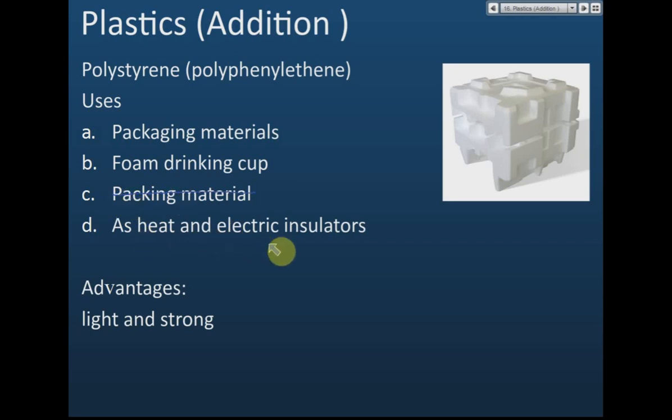As heat and electric insulator. Because this one is a good heat insulator, so sometimes it is used as a heat insulator. It's light but not strong. This one is light but not strong. Foam drinking cup or container.